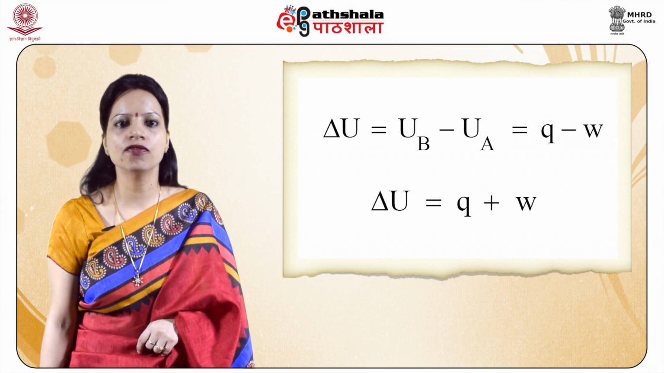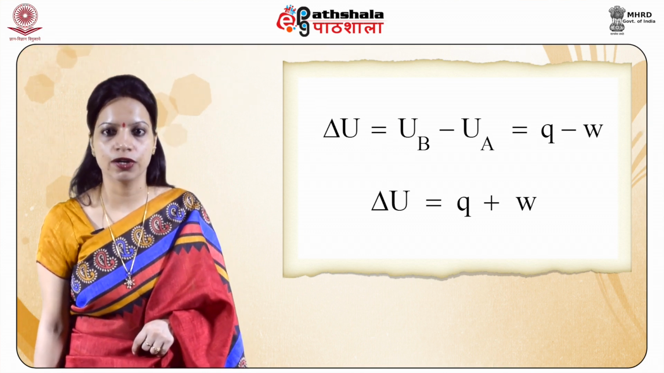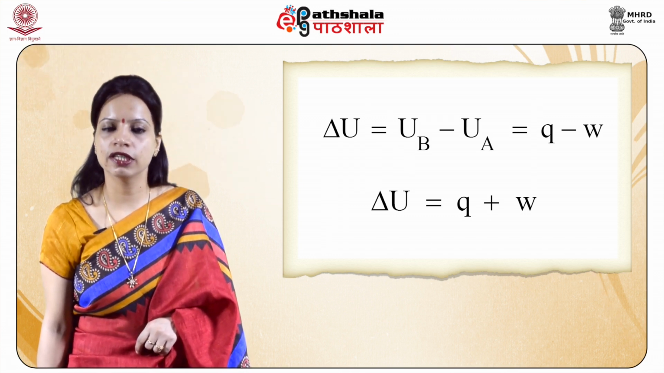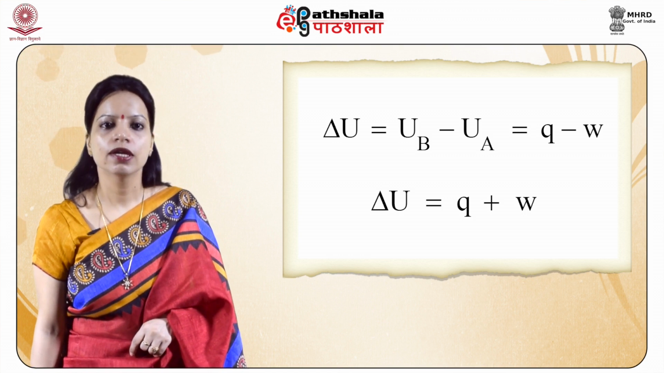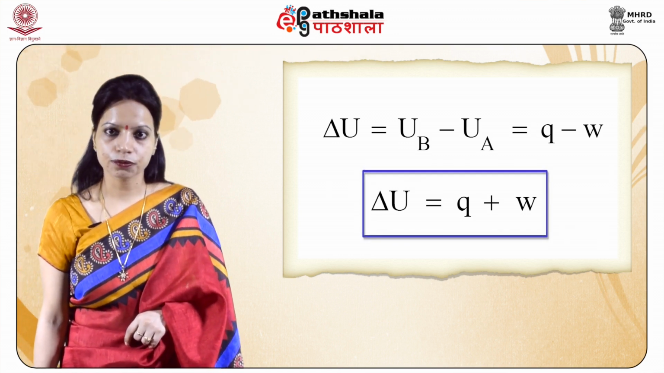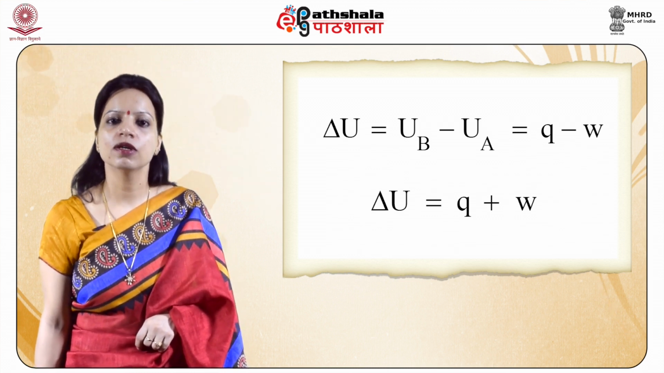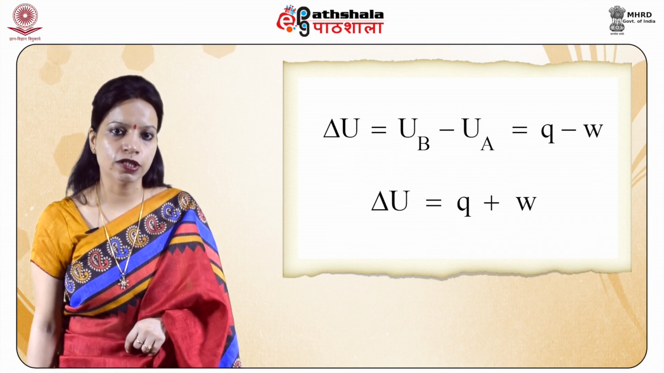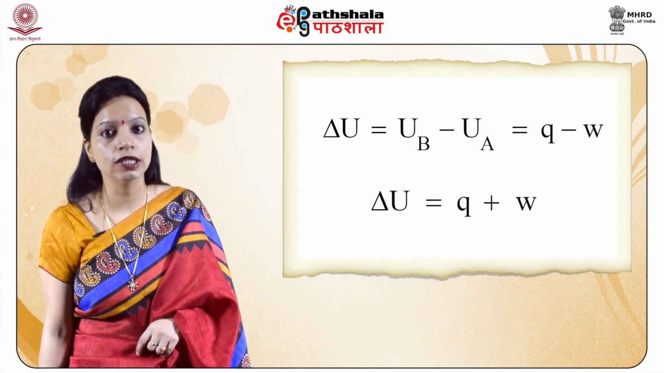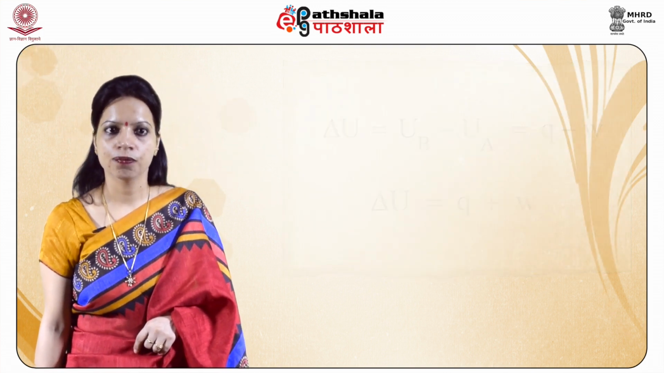In general, if in a given process the quantity of heat transferred to the system is Q and work done in the process is W, then delta U is equal to Q plus W. Since the work done by the surroundings on the system, W, is always positive, and if the work is done by the system on the surroundings, then W is always negative.